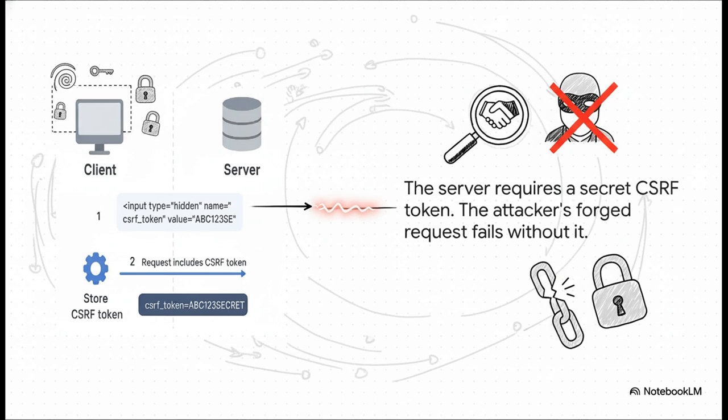And here's why that works so well. The server actually embeds this secret token right into the web page, maybe as a hidden field in a form. So when you legitimately submit the form, that secret token is sent along with your request. The server then checks for two things, your cookie and the secret token. An attacker can forge the request from their evil site, but since they can't see the web page your bank sent you, they have no idea what the secret handshake is. So the request arrives without it, and the server just rejects it.